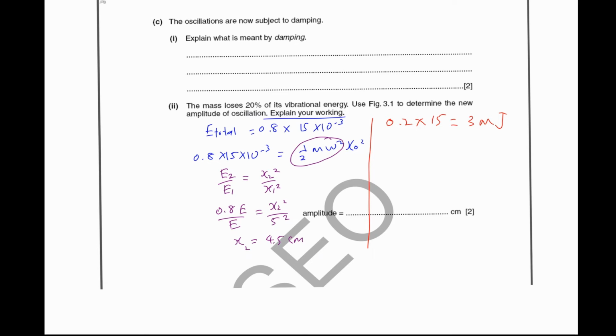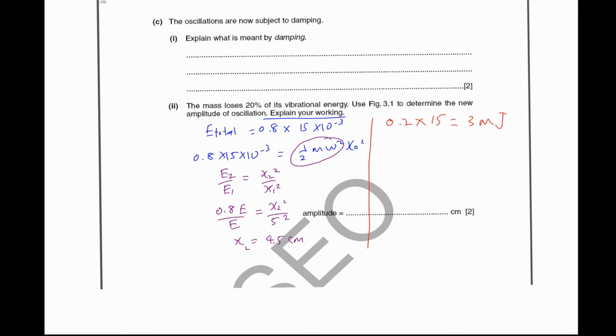The next part, they told you the oscillations are subject to damping. So what is meant by damping? You can refer to your notes on this definition. But the one we discuss is this part 2. The mass loses 20% of its vibrational energy. Determine the new amplitude. Explain your working. Remember I told you in your structured paper, whether it's paper 2 or paper 4, explain your working means you need some kind of a statement before you start.